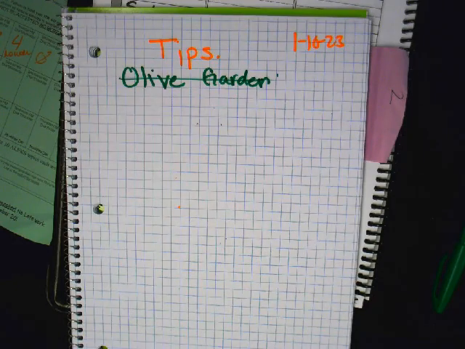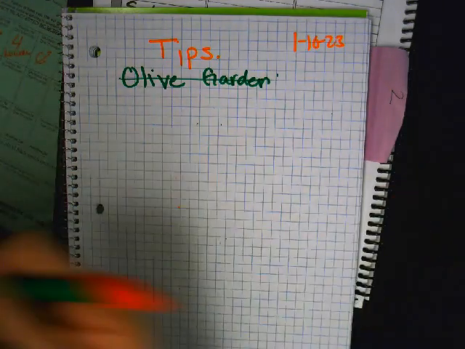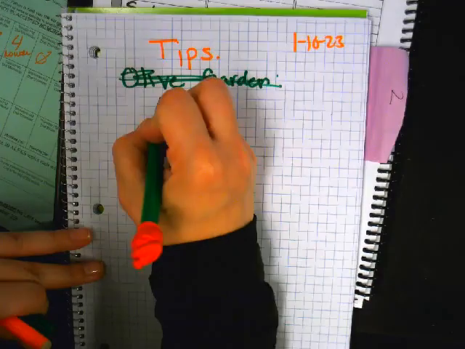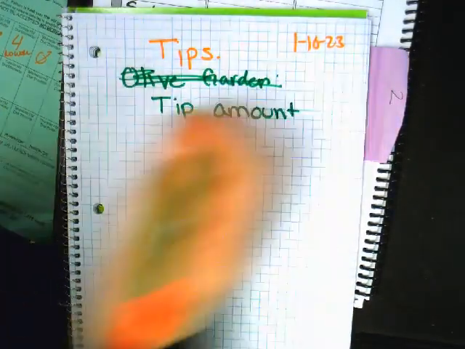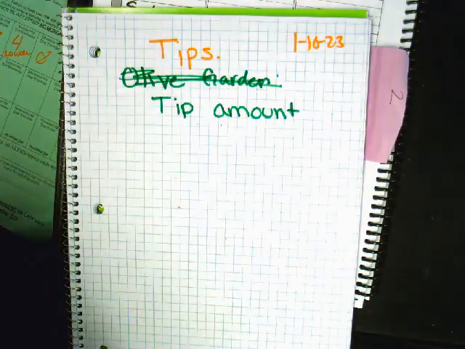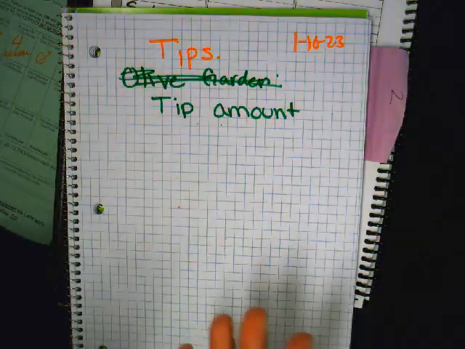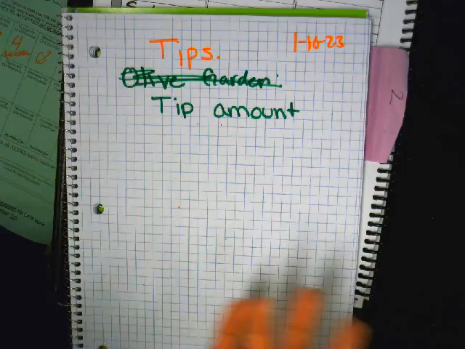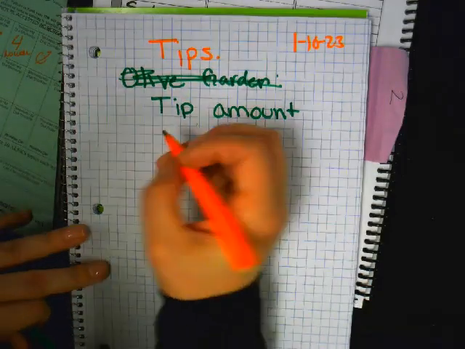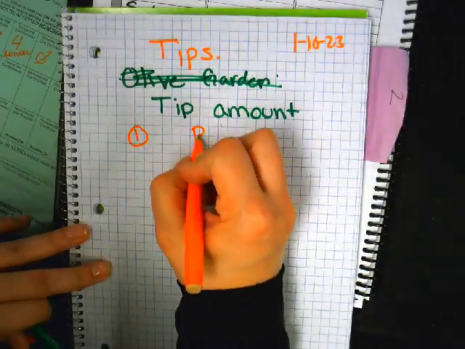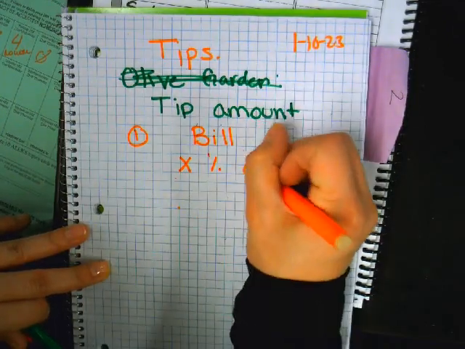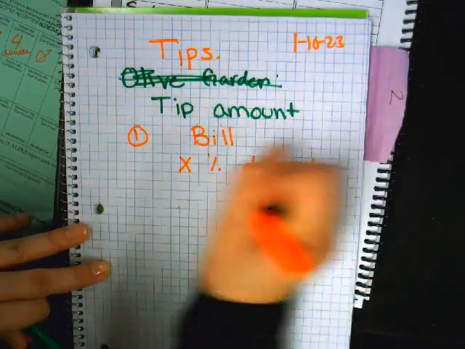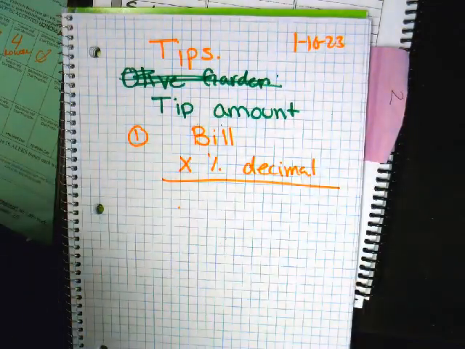Okay, the first thing we do is we figure out your tip amount. So, how much tip are you going to give? Are you going to give $5? $15? $20? So the first thing you do is you take your bill and you multiply it by your percent written as a decimal. This will give you your tip amount.